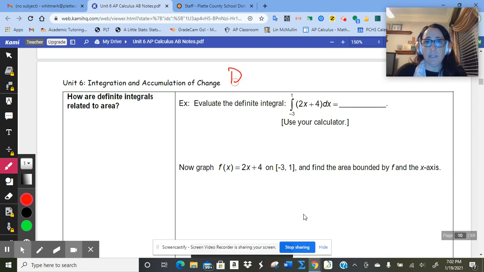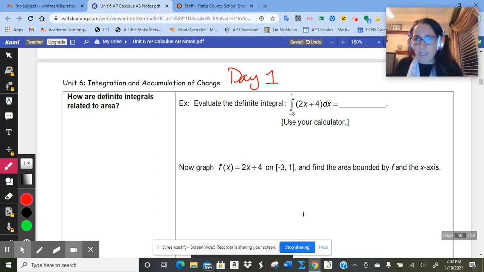Okay, so this is still day one, and it's just going to be called part two. It's going to be pretty short, but it's just kind of two different concepts, so I wanted to discuss this separately.